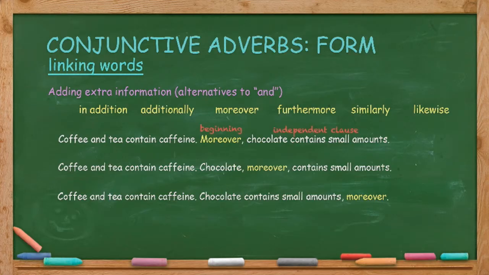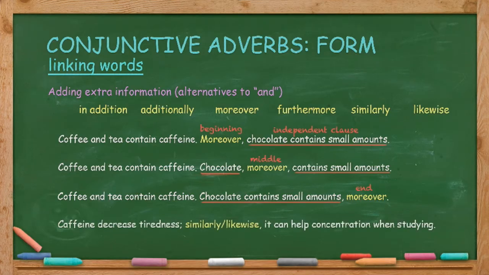In the first sentence, coffee and tea contain caffeine. Moreover, chocolate contains small amounts. The conjunctive adverb moreover is placed at the beginning of the independent clause. In the second example, it's placed in the middle of the independent clause. And in the third example, it's placed at the end of the independent clause.